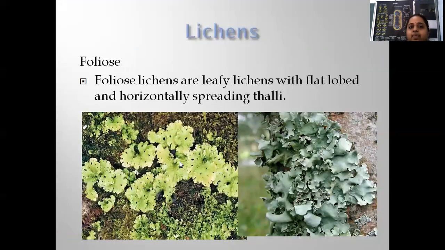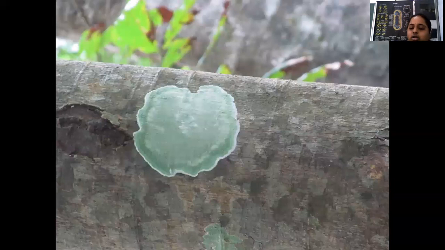Coming to the second type of lichen, foliose. Foliose lichens are leafy-like, with flat lobes and a horizontally spreading thallus. Thalli is the plural word; thallus is the singular word. So they are leaf-like structures. You can see small leafy-like lichens there. If you see lichens in this form, it is a type called foliose. If it is in the form of a patch, it is called crustose.